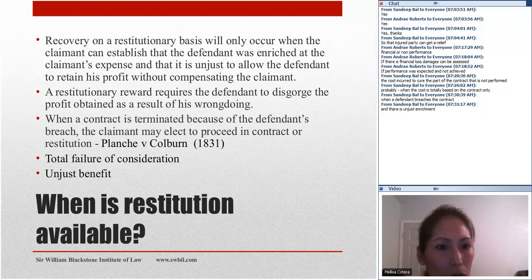So that is what happened here. There was a failure of consideration on the part of the defendant, so that's why the claimant could recover the machines, even though the contract was illegal because of the statutory requirements.